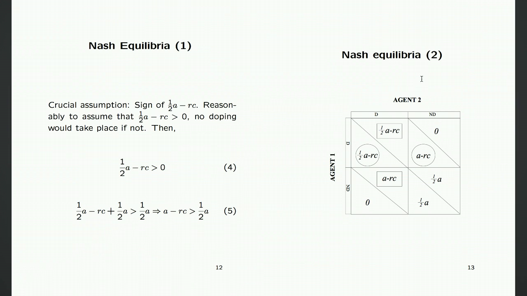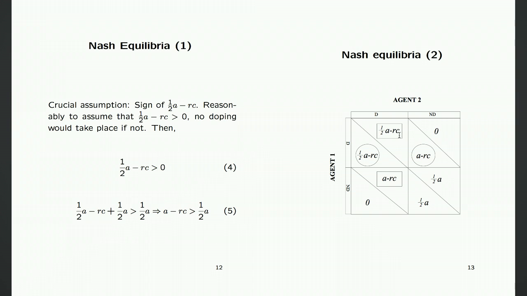Now, if we look for Nash equilibria here, we can look first at the left-hand side and keep an eye on the right-hand side, which contains the best replies for the players. The crucial assumption here is actually the sign of this term, half A minus RC. We say the following here: it is reasonable to assume that half A minus RC should be positive. If half A minus RC is not positive, if it's negative, then this best reply circle is moving down there.